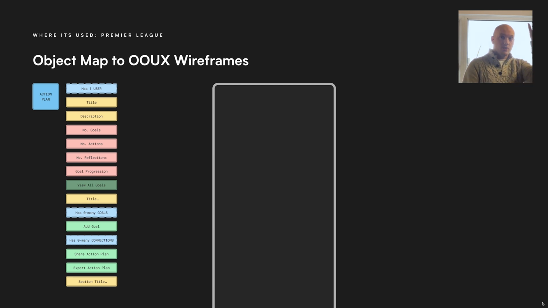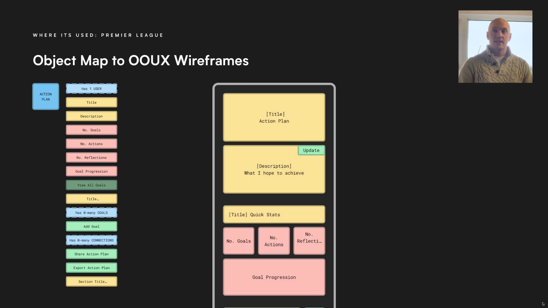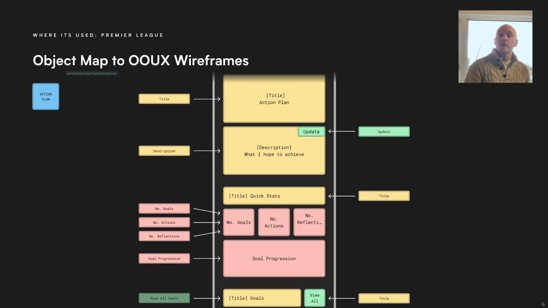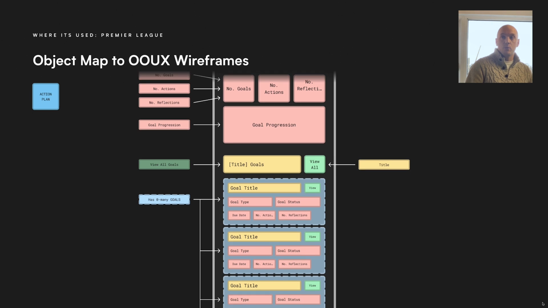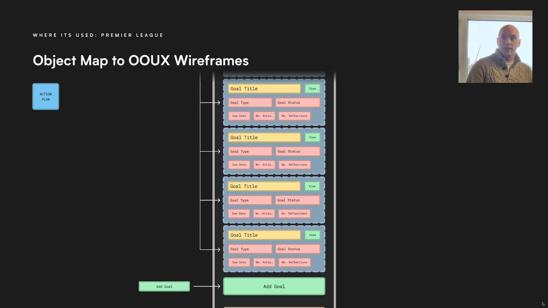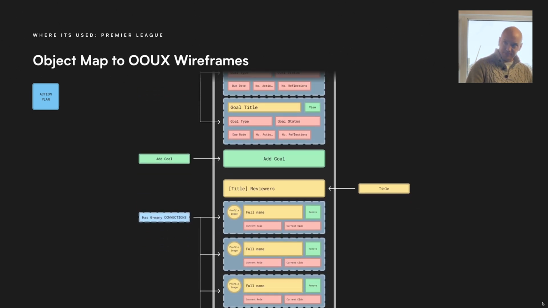Because we've already got our prioritization of our objects as blocks, it's a simple case of taking those blocks, scaling them up, and working out how we want to best lay them out in a mobile or desktop layout. As you can see here, each one of these maps to each other.